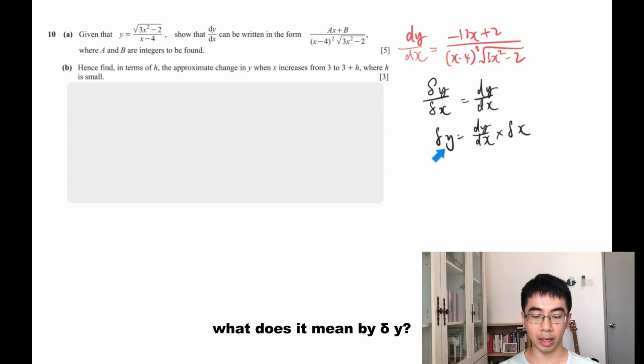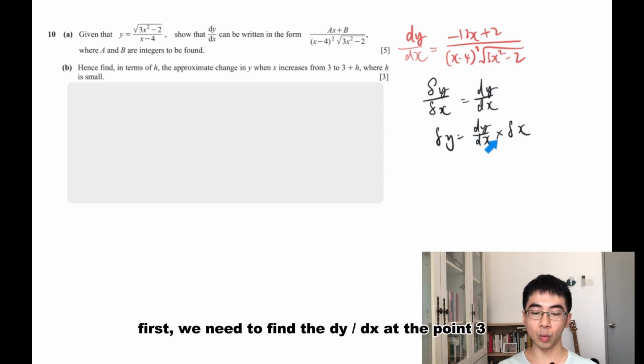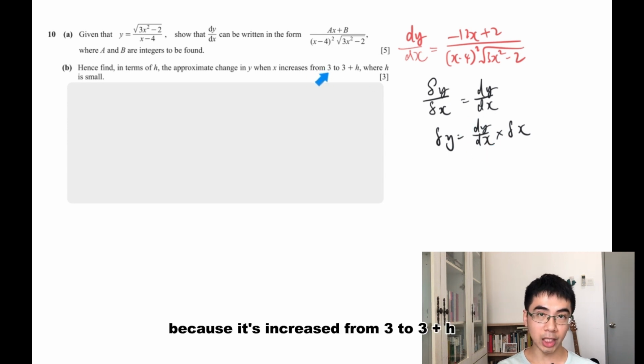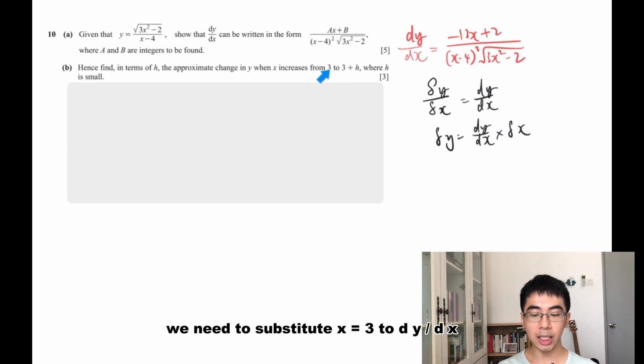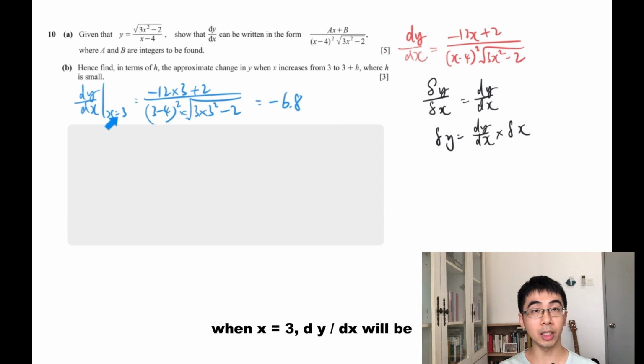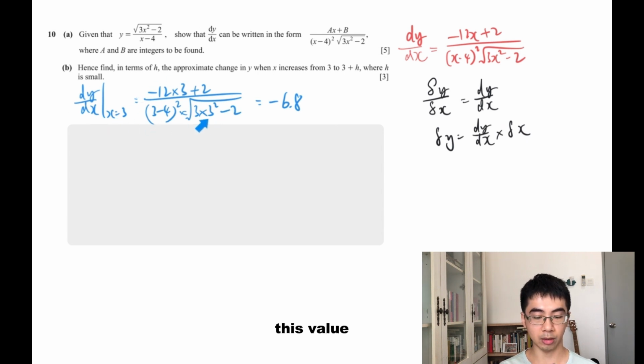So what does it mean by delta y? Delta y is the change in y, while delta x is the change in x. So what do we need to do? First, we need to find the dy over dx at the point 3, because x increases from 3 to 3 plus h. So we need to substitute x is equal to 3 into dy over dx. When x is 3, dy over dx will be that value. Using your calculator, it is equal to negative 6.8.